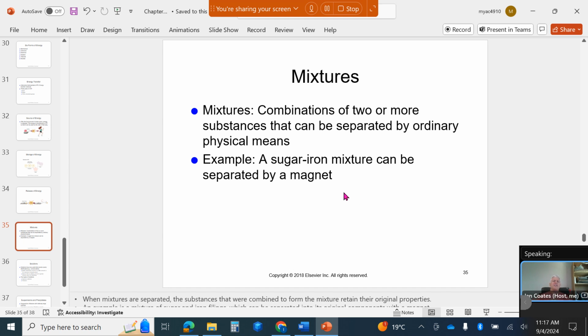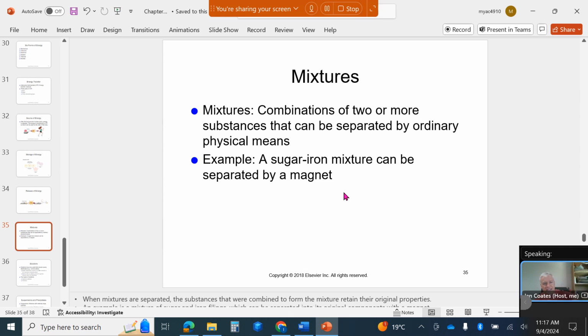Mixtures: a combination of two or more substances that can be separated by ordinary physical means. So if you mixed sugar and iron, iron pellets with sugar, we can easily separate these two things. And you're thinking, what? Even iron filings and sand. What are you going to do? You're going to separate them like this?